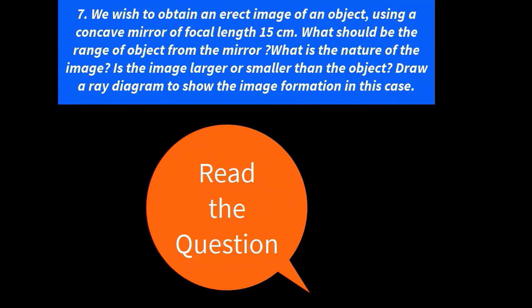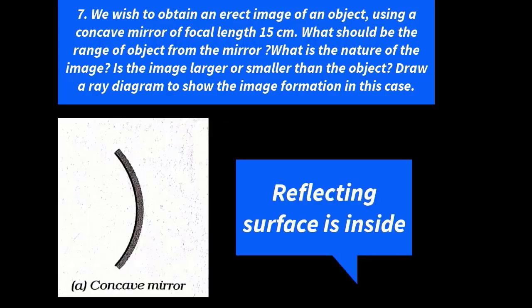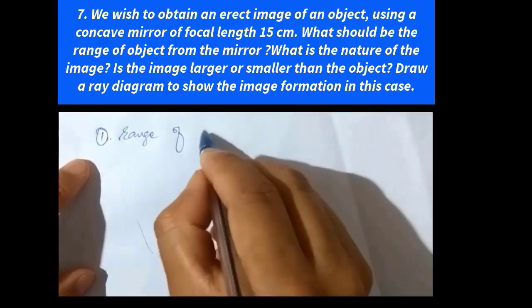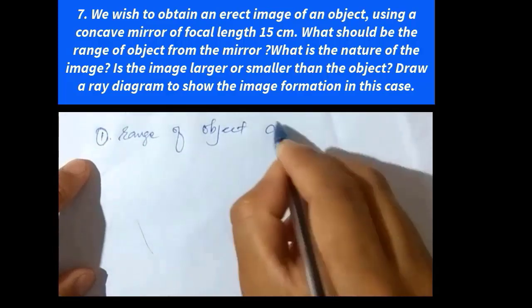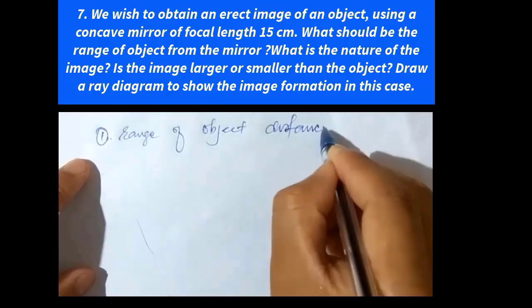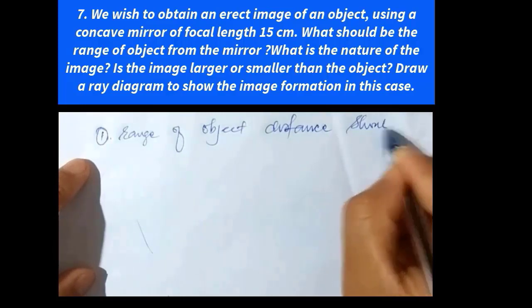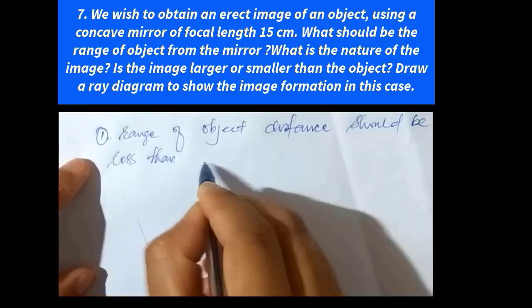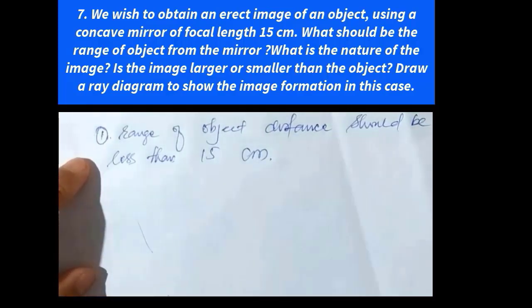We wish to obtain an erect image of an object using a concave mirror of focal length 15 cm. So for this type of question, identifying a mirror or lens is very important. So here it is a concave mirror. Here we have to find the range of object distance. Range of object distance should be less than 15 cm. Okay, so let us try to understand this.